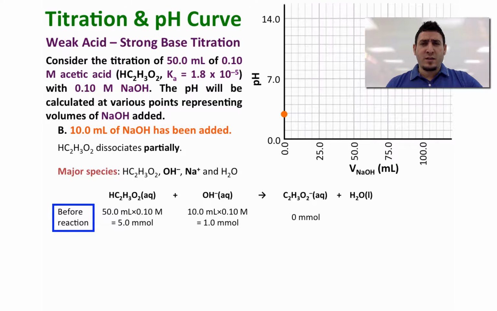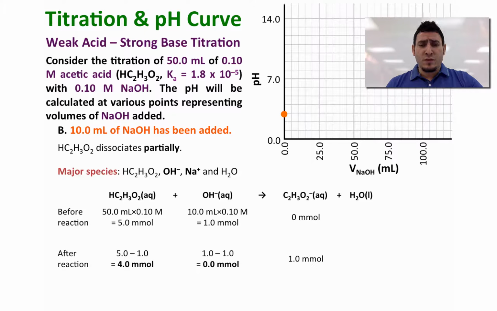In a similar way, I can calculate the number of moles of OH-, which is 1.0 millimole, and I have 0 millimole of the acetate before any dissociation of the acetic acid. Now, since the ratio is 1:1 between acetic acid and hydroxide, the hydroxide is the limiting reactant and it will be completely consumed after reaction. So now the number of moles of hydroxide is equal to 0. However, the number of moles of acetic acid is equal to 4 millimole, and the number of moles of acetate is equal to 1 millimole.